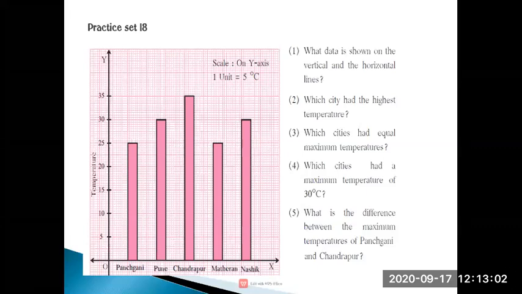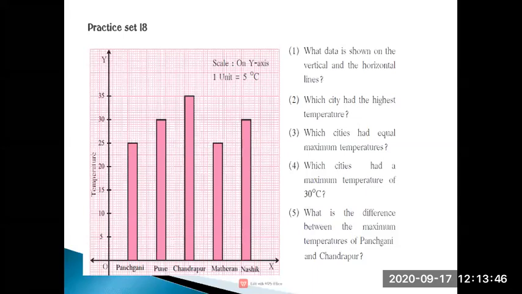Now there is the x-axis line and the y-axis line. On the x-axis, names of the cities are given, and on the y-axis, temperatures are given. The city names given are Panchgani, Pune, Chandrapur, Matheran, Nashik. And on the y-axis, the degrees shown are 0, 5, 10, 15, 20, 25, 30, 35. The temperature degrees are given on the y-axis.